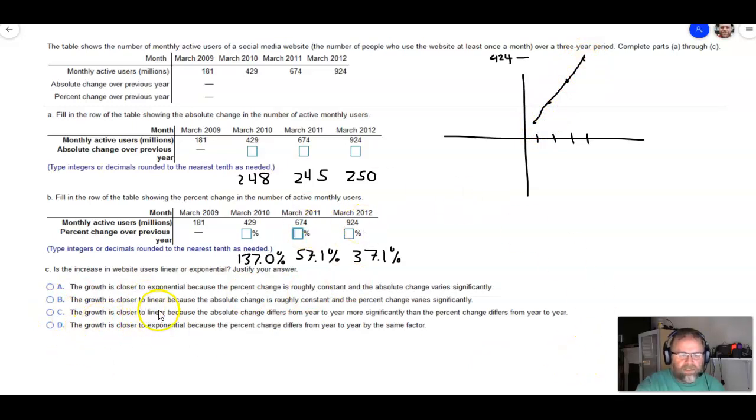So it's going to be one of these linear ones, and this first one says because the absolute change is roughly constant and the percent change varies significantly. That's definitely the right one. And then the last one says because the absolute change differs from year to year. Well, the absolute change is here and it stays relatively constant, so it is not C, it is B.